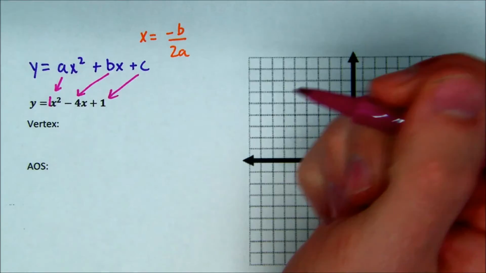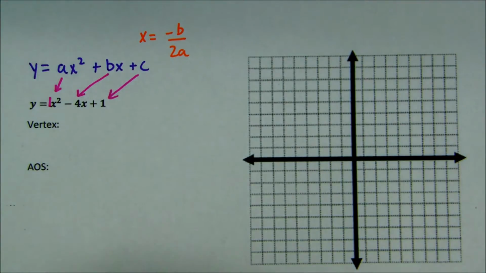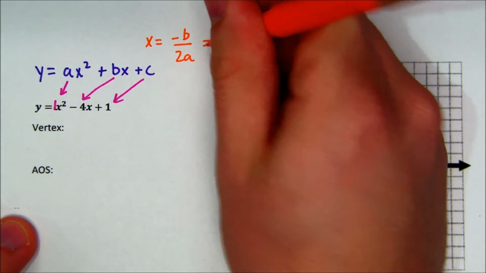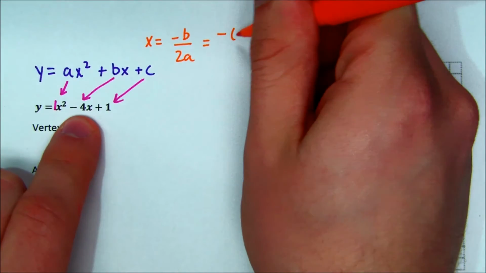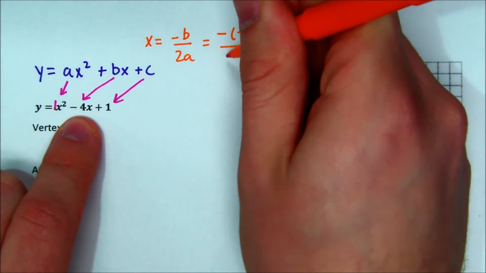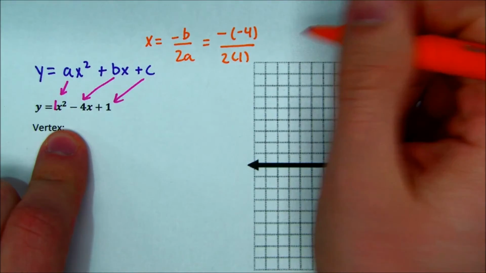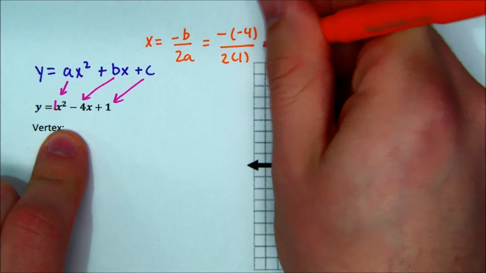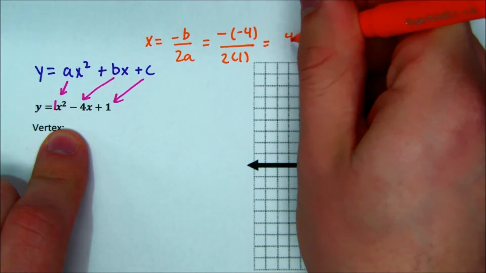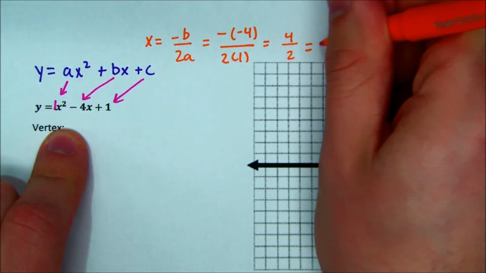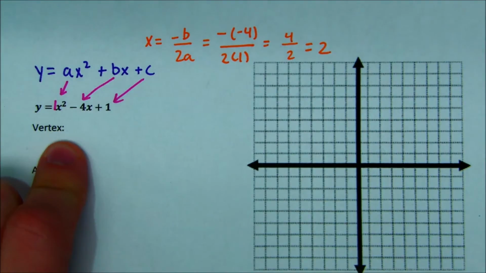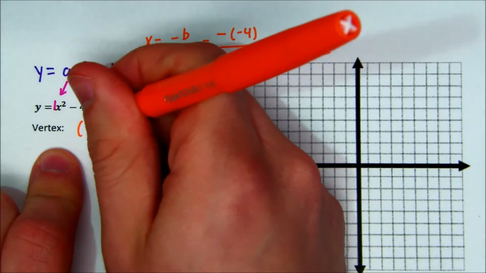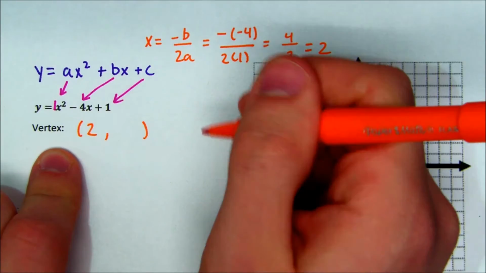So for negative b over 2a, here's what I get. Let's do this right here. So it'll be negative, and then in parentheses, negative 4 over 2 times 1. So my b value is negative 4, so I substitute it here. My a value is 1, I substitute here. And so negative negative 4 is 4 over 2, which is 2. So that tells me for my vertex that my x coordinate, see I say x equals, is 2. Now at the same time, that also tells me what my axis of symmetry is. I'll get to that in a minute.